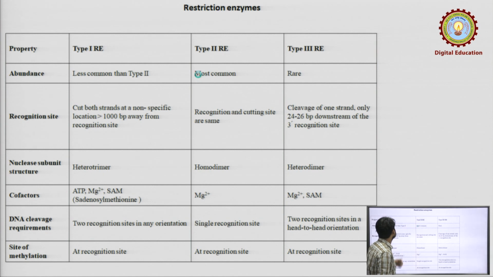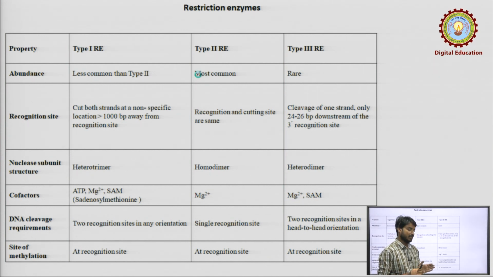The first one is the least common, then the second one, and it cuts at the restriction site. It recognizes the DNA at one site, and after recognizing the site, it cuts the DNA after 1000 base pairs, whereas type 2 recognizes and cuts the DNA molecule at the same place. And here in type 3, it recognizes the strand at one place, and after 24 to 26 base pairs it cuts the DNA.